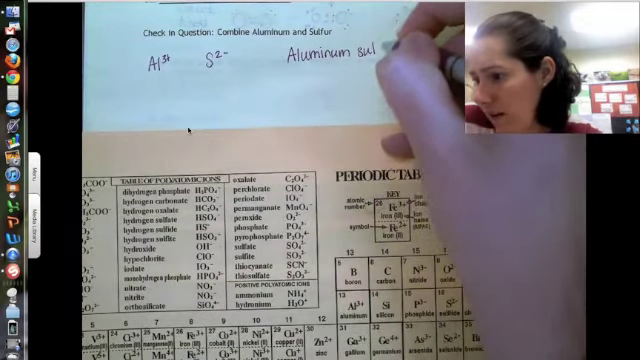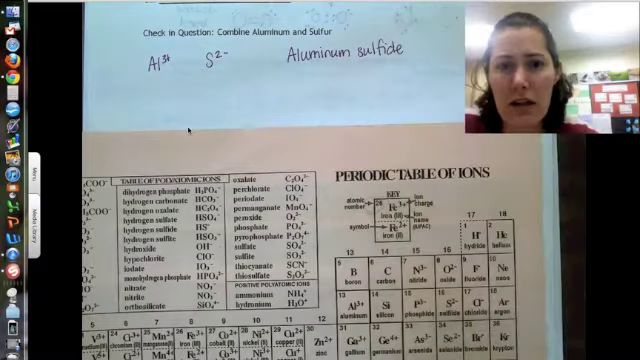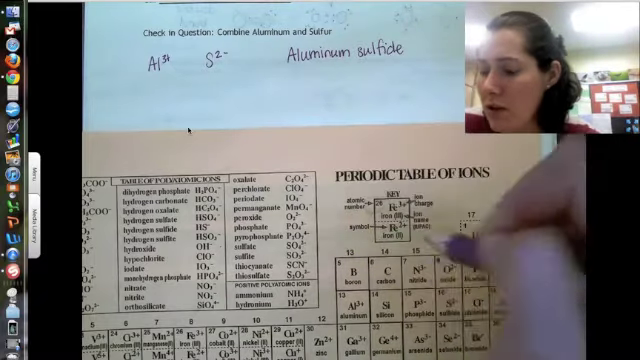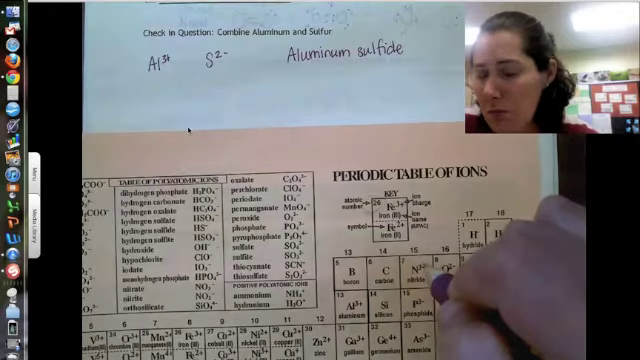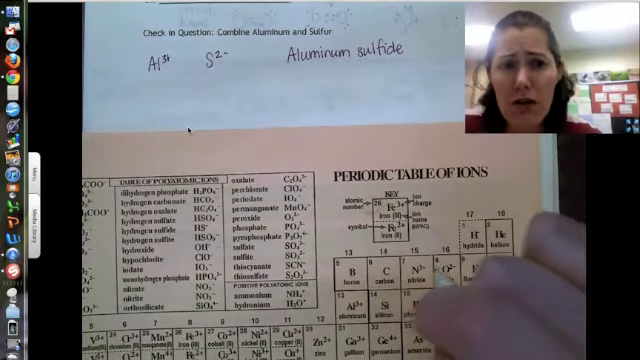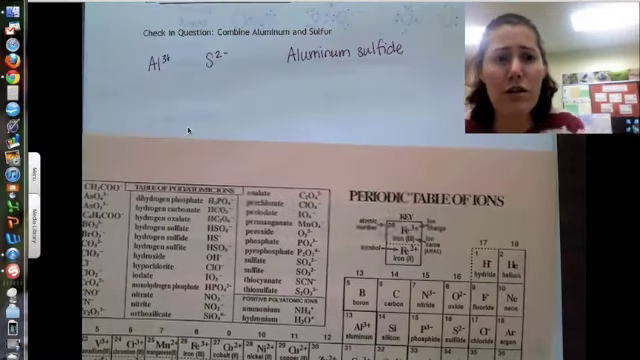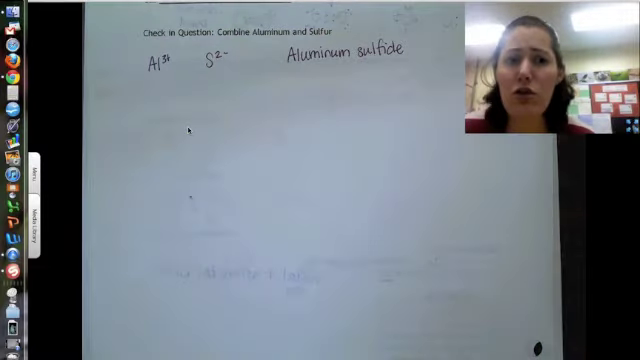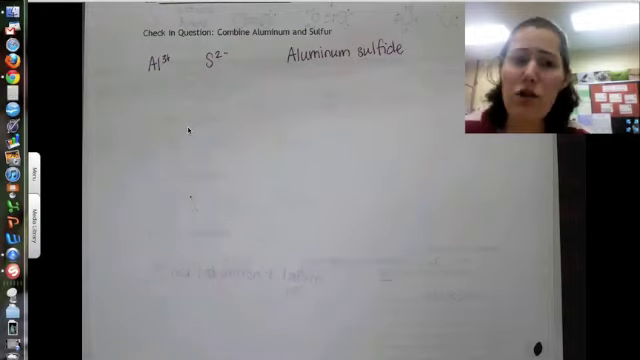sulfide. And you didn't have to do what I did here, which is to capitalize the first one. They should actually both be lowercase. They're not proper nouns. So aluminum and sulfur. So now we have our charges. Aluminum has a charge of 3+. Sulfide has a charge of 2-.